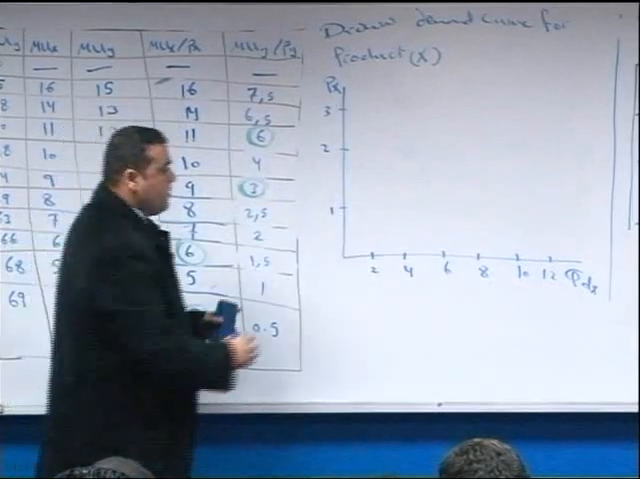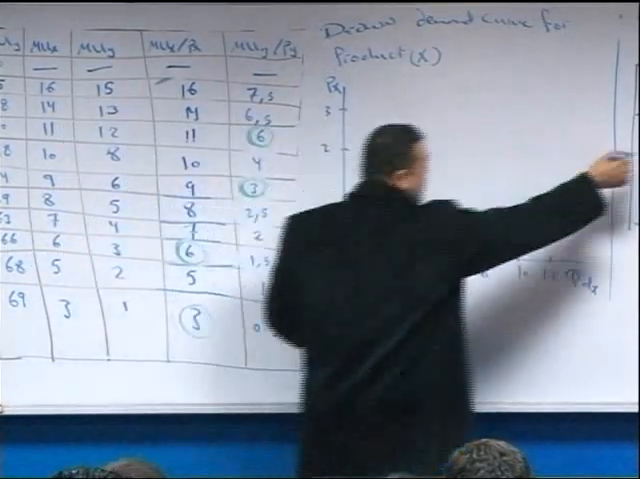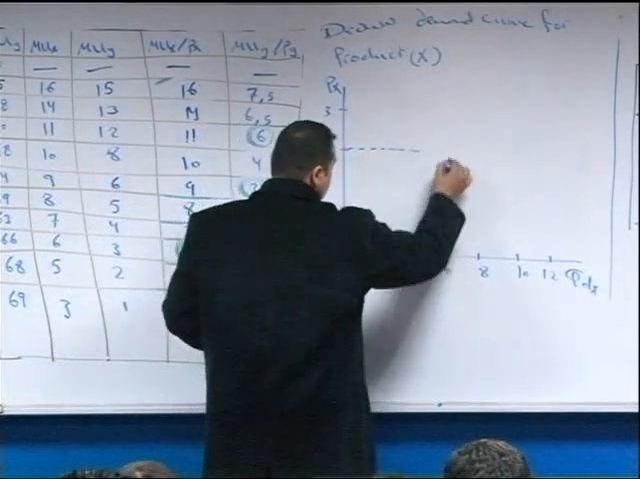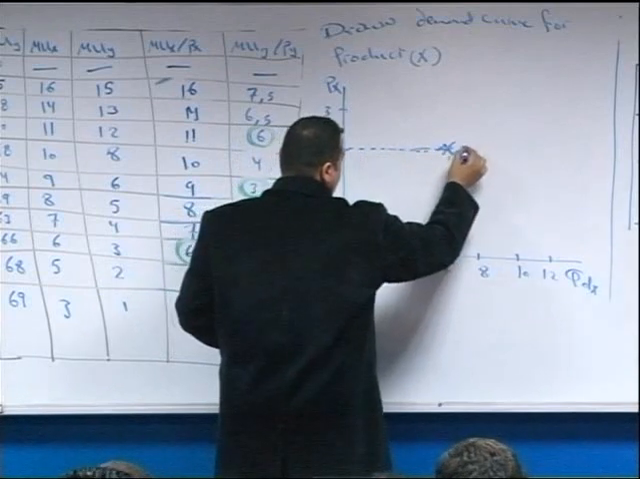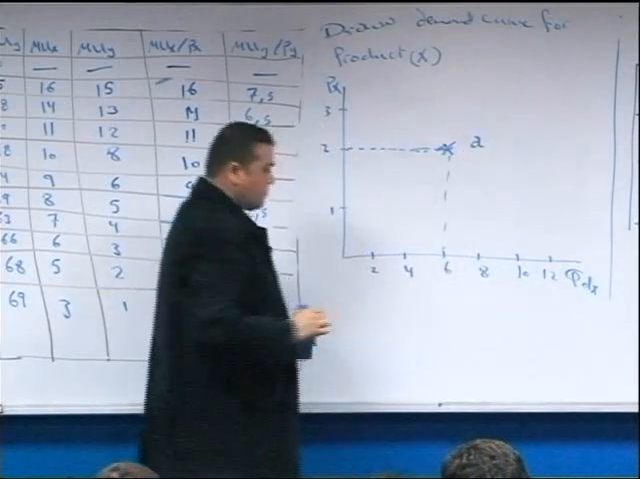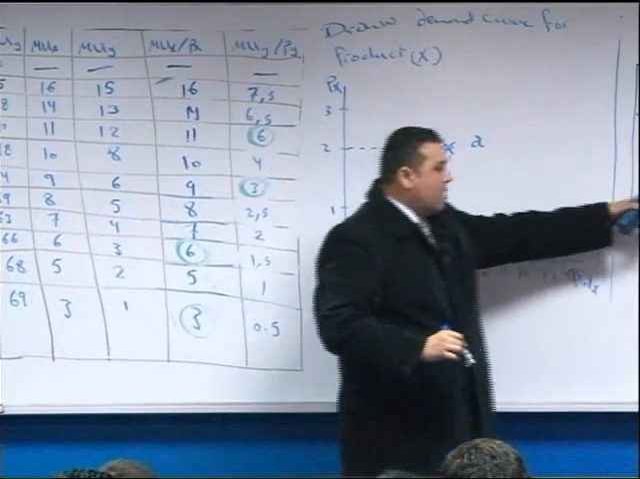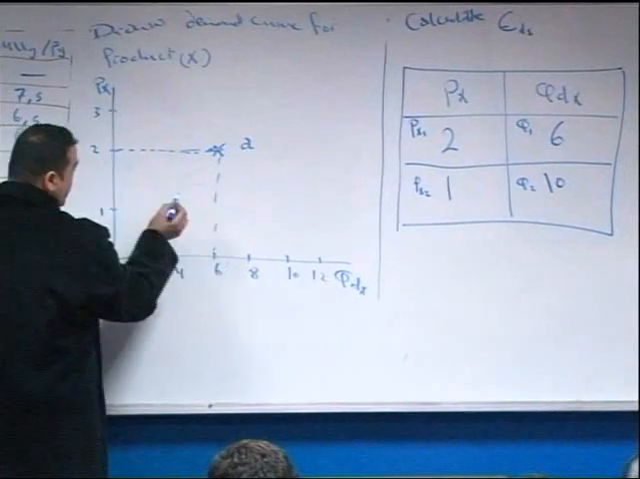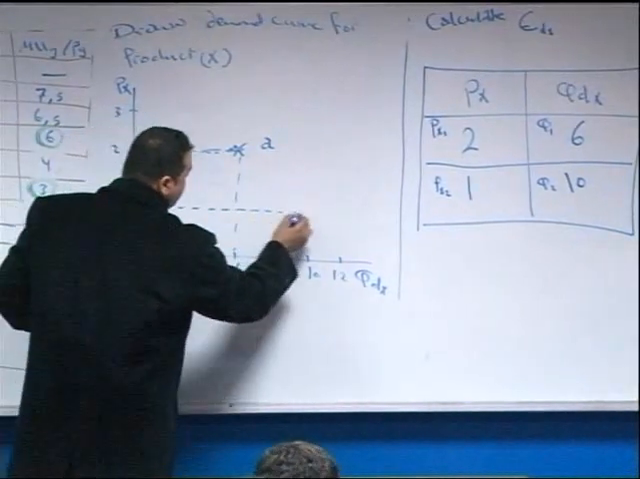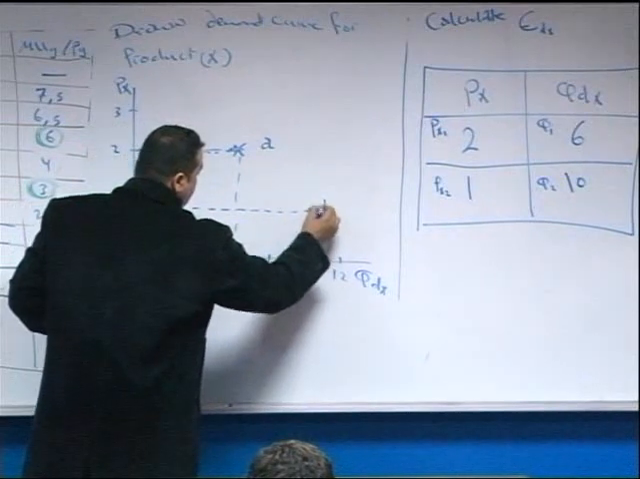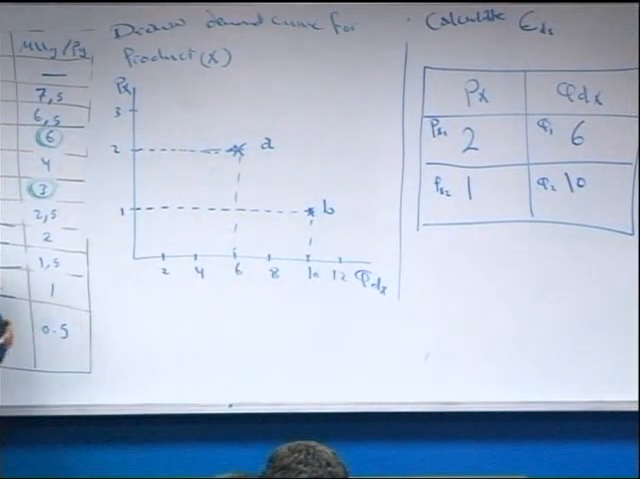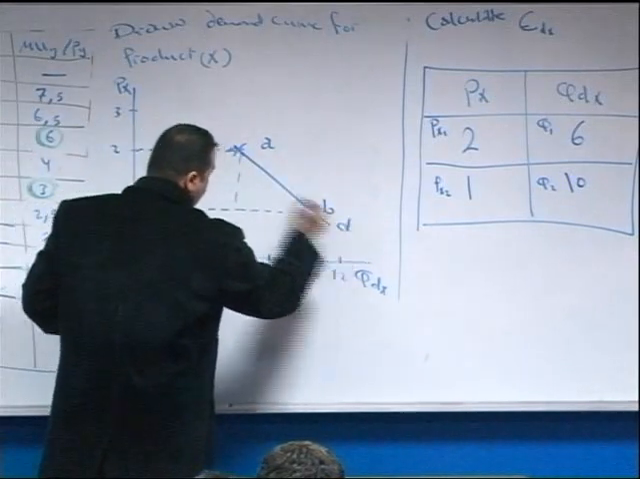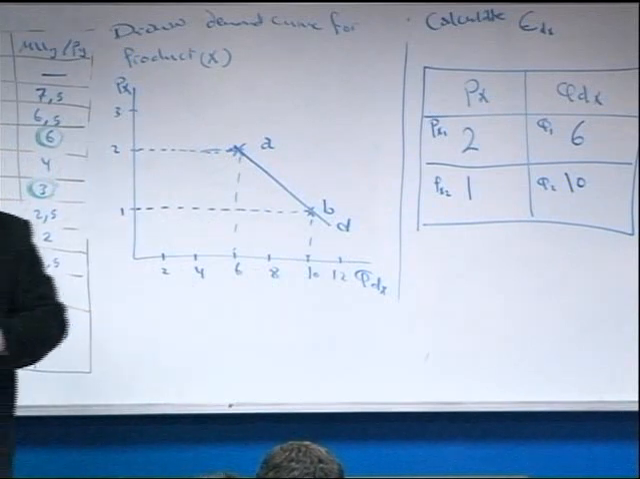At the price 2, the quantity demanded is 6. Suppose it was point A. At the price 1, the quantity demanded is 10. Suppose it was point E. If we connect these points together, we will reach the demand curve. This is the demand curve for the product X, right?